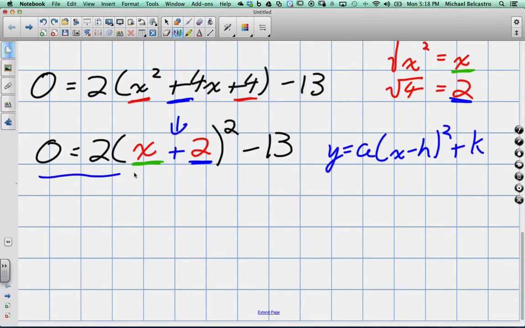So you turned it into a vertex form. Yeah. So it's the same equation. It's just now in vertex form at the moment.